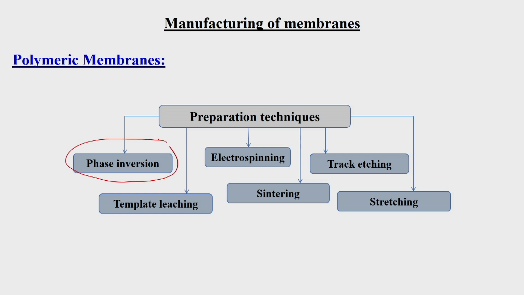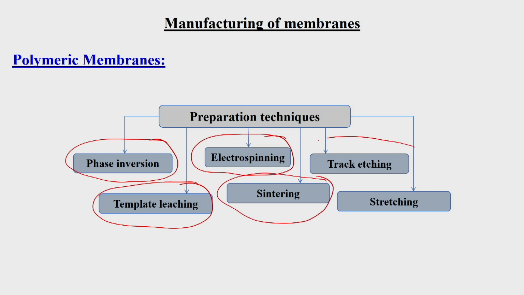They are the phase inversion technique, template leaching, electrospinning, sintering, track etching, and stretching. Out of these, we will discuss mostly the phase inversion technique and electrospinning processes, because these are widely used and newer manufacturing processes, whereas template leaching, sintering, stretching and track etching are all well established.